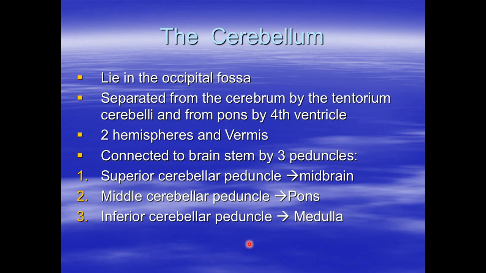It is composed of two cerebellar hemispheres with a midline vermis, and it's connected to the brainstem by three peduncles: superior, middle, and inferior peduncles. The superior peduncle connects it to the midbrain. The middle cerebellar peduncle, which is the largest one, connects it to the pons, and the inferior cerebellar peduncle connects the cerebellum to the medulla. So the cerebellum has a connection with the midbrain, the pons, and the medulla via the superior, middle, and inferior peduncles respectively. Okay?